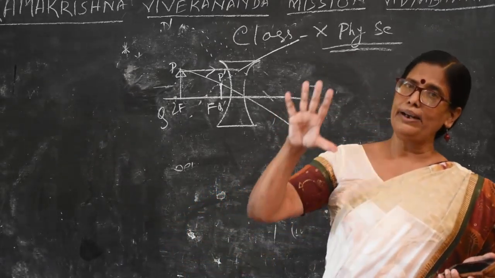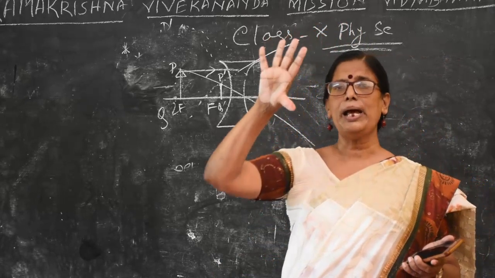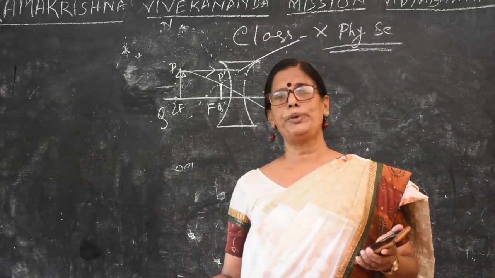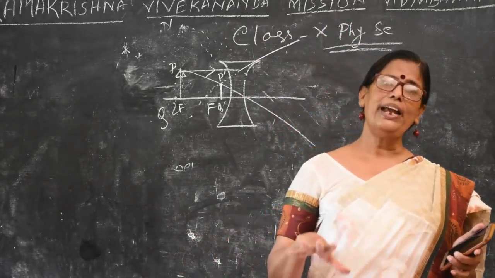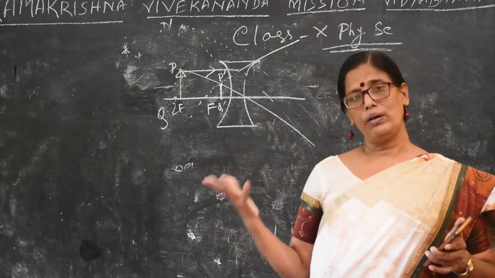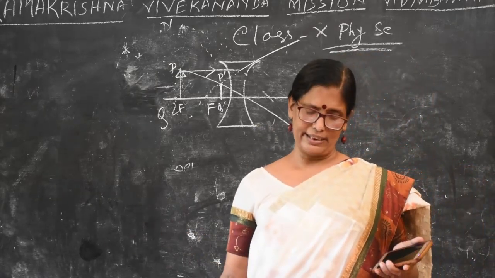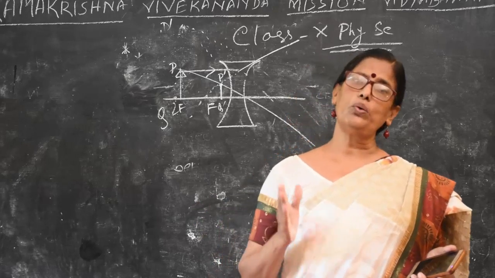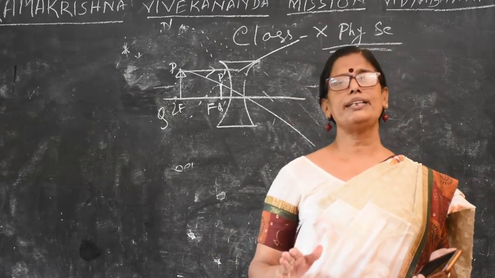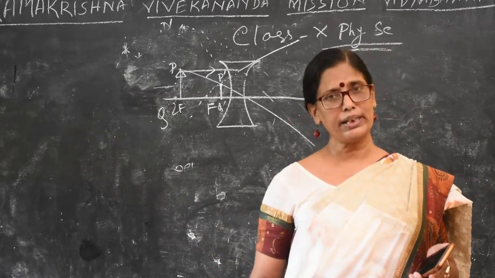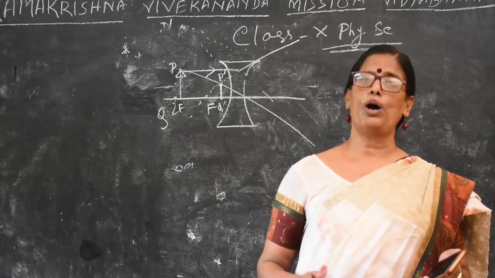Image height divided by object height is called the magnification. It will be more than 1, equal to 1, or less than 1. Up to this, today's discussion is complete. If there are any queries, ask your subject teacher or me, no problem at all.